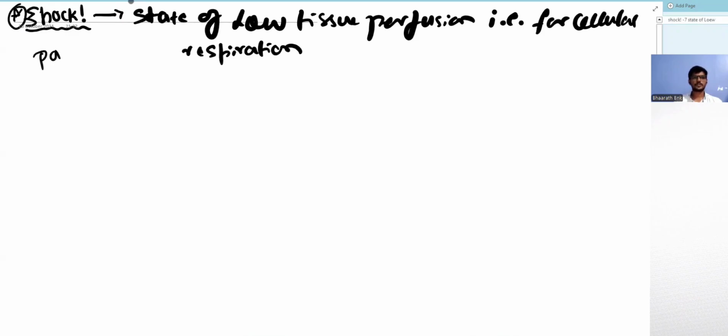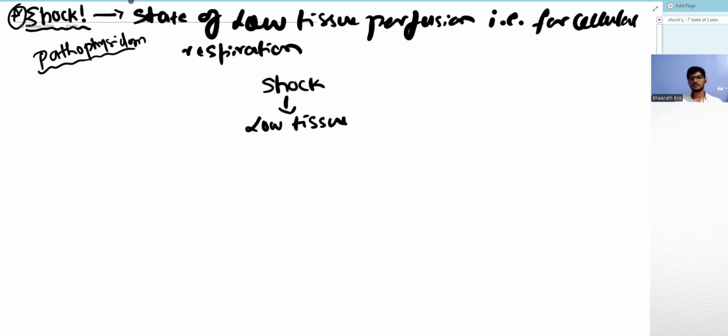So what happens in shock? What is the pathophysiology? We'll discuss the causes of shock later, but as of now, assume that shock has already developed, meaning the person is already in a state of low tissue perfusion. It is so low that oxygen is not able to be delivered to the cells. So when there is no oxygen, the cells still have some glucose which is stored inside the cell.